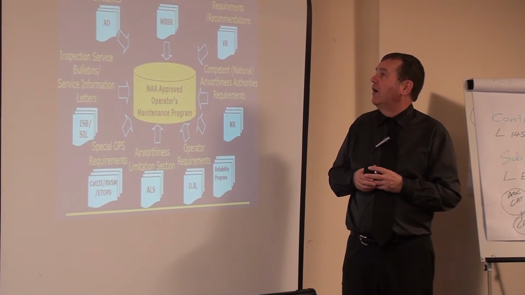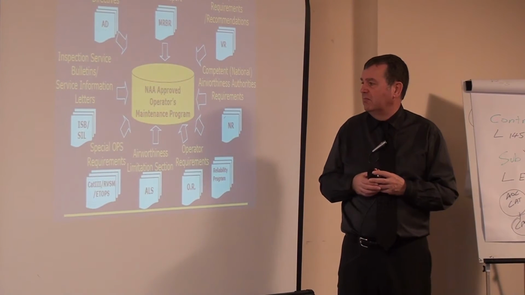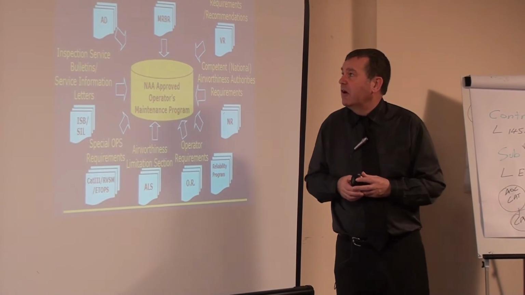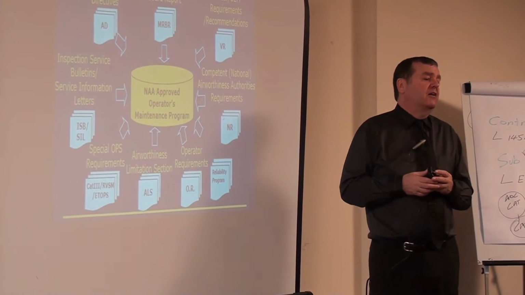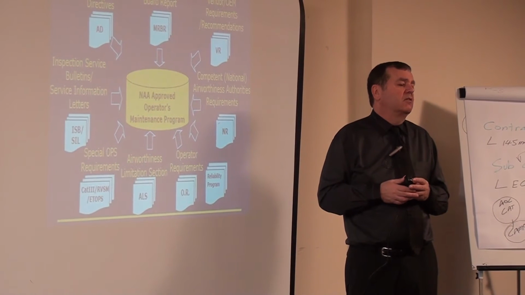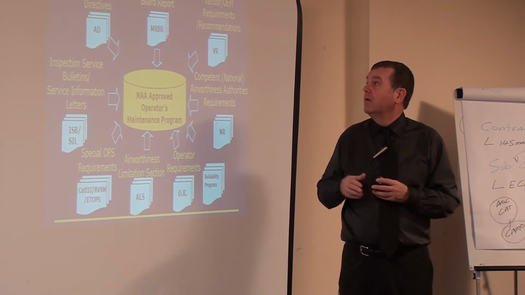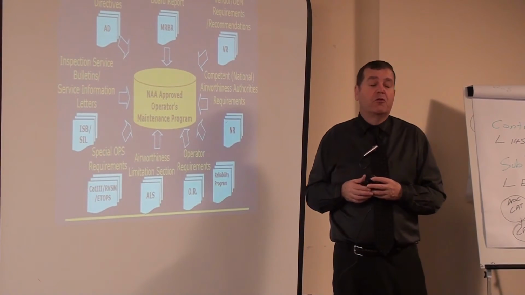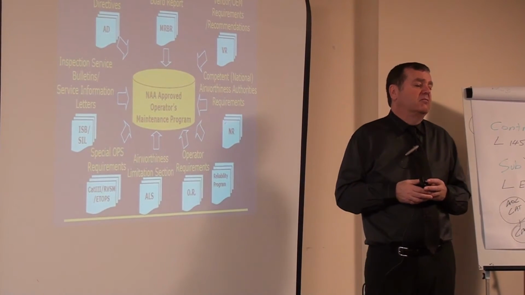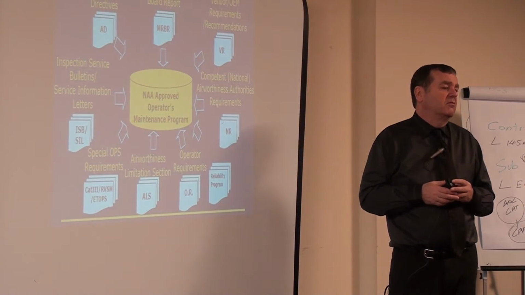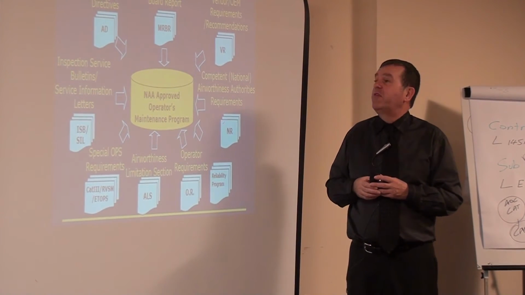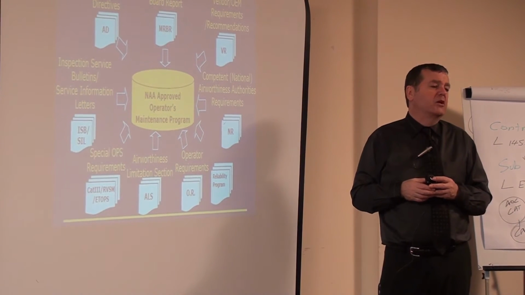So we've got, feeding into this, lots of different elements. For example, airworthiness directives can impact the maintenance program. The MRB report, through the MPD, can influence the maintenance program. We've got various vendor OEM requirements.